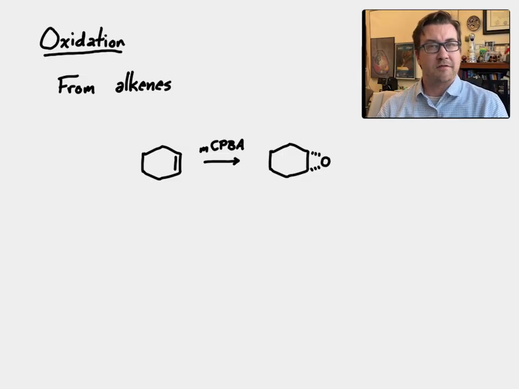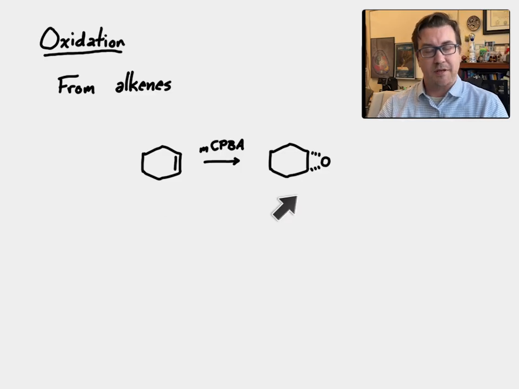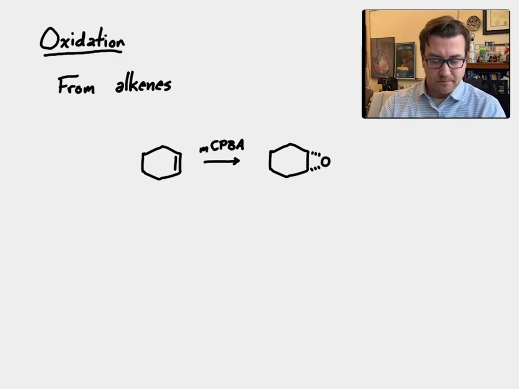There are some other oxidation reactions we're going to talk about in this chapter, and if you have an alkene, you can oxidize that in one step to an epoxide using a reagent called MCPBA, and we'll see how that works in a following video.